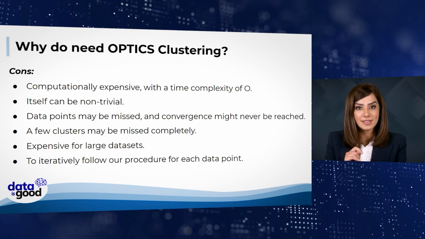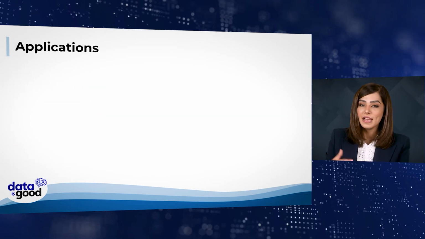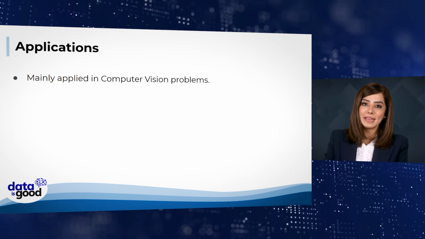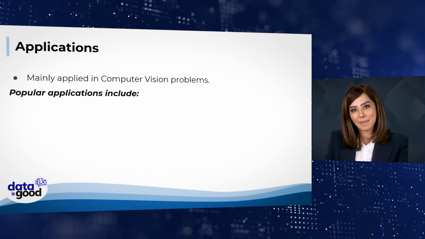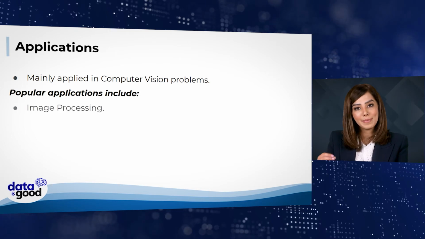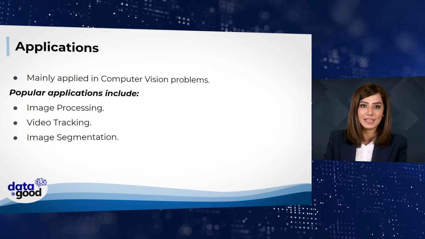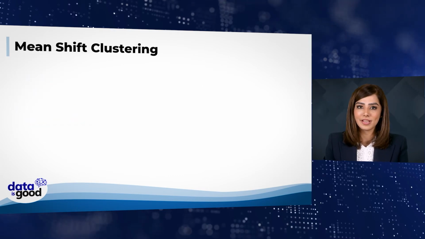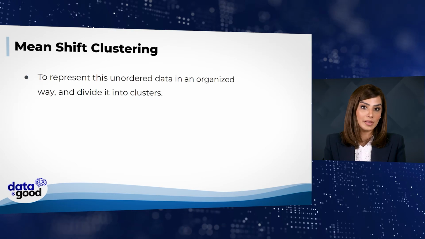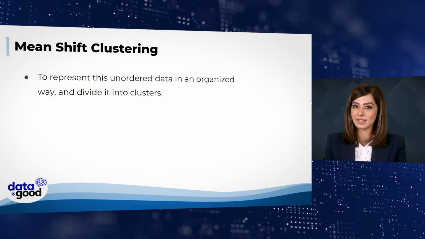Last but not the least, let's see some of the applications of the mean shift clustering. Mean shift clustering algorithm is mainly applied in computer vision problems. Popular applications include image processing, video tracking, image segmentation. As we already know, as it is a clustering algorithm, our final goal is to represent this unordered data in an organized way and divide it into clusters.